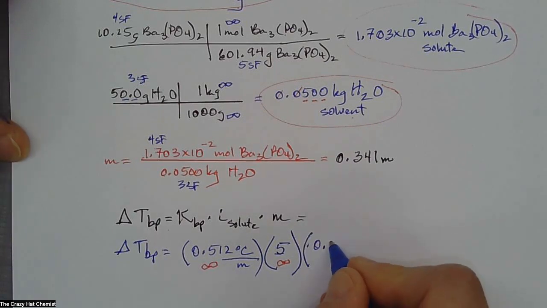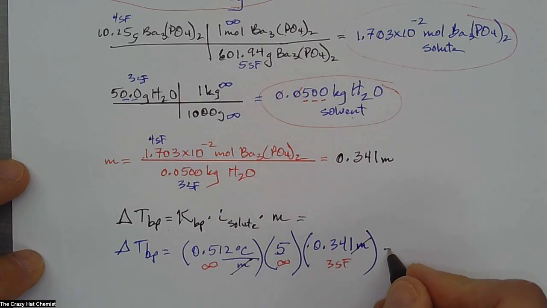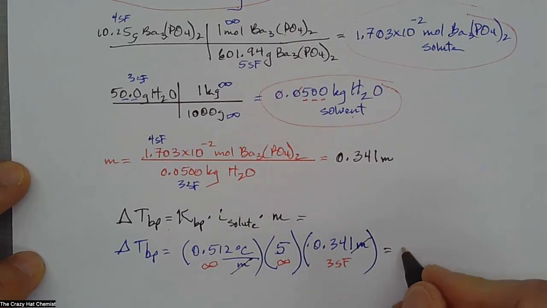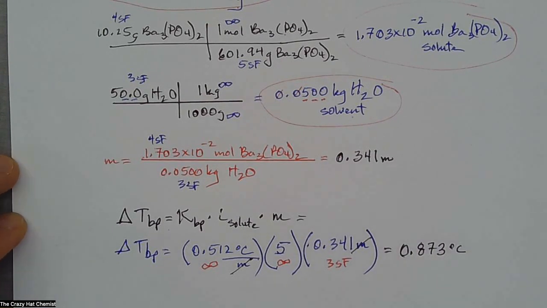which we just solved for, 0.341 molal, and that number has 3 significant figures. So we're going to have 3 significant figures in our answer here. So we're going to take 0.512 degrees Celsius per molal. Our molalities are going to cancel. We're going to have degrees Celsius. So 0.512 times 5 times 0.341. We're going to round this to 3 significant figures. This is going to be 0.873 degrees Celsius.